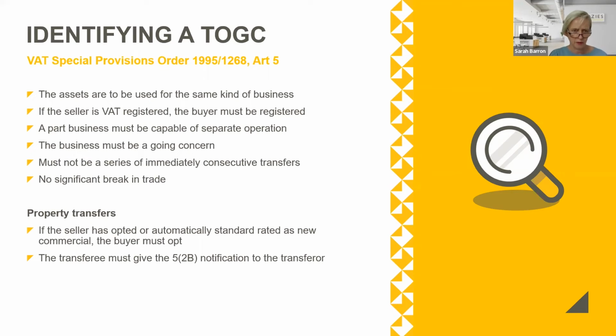But then when we come to property businesses, there are some extra requirements to make sure that all the criteria are met. And that is the VAT status of the building can't change. So if the seller has opted to tax, then the buyer must do so as well. And we need to make sure that that option to tax is effective and isn't hit by any anti-avoidance provisions, so that the option to tax wouldn't actually operate.